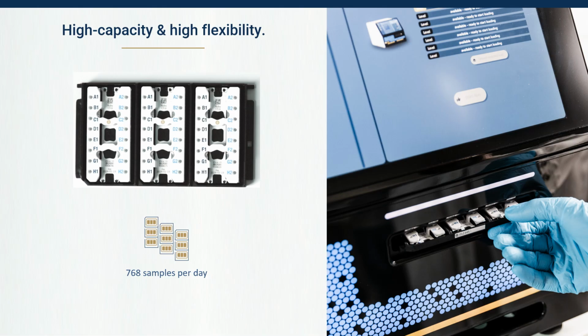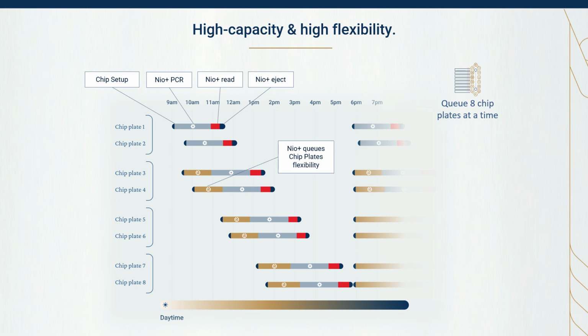As we mentioned, you can essentially run 768 samples per day on this instrument should you use all of the available spaces and use the Sapphire chips. Here is a schematic of what such a workday would look like. You would load the first 2 chip plates consisting of 3 chips each into the instrument, and as they are being partitioned and cycled and read, you can load subsequent plates, and as those finish, you can load more chips. So you can queue a total of up to 8 chips to run at a time on the instrument during the day.